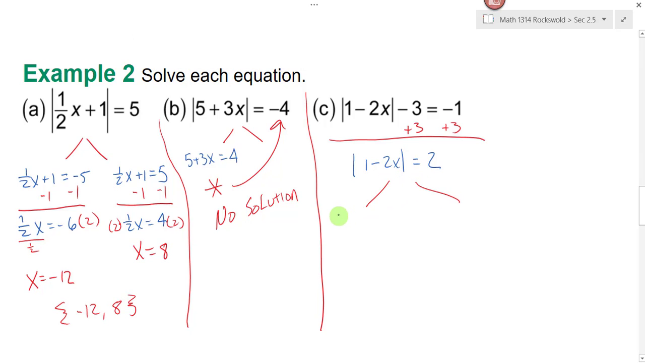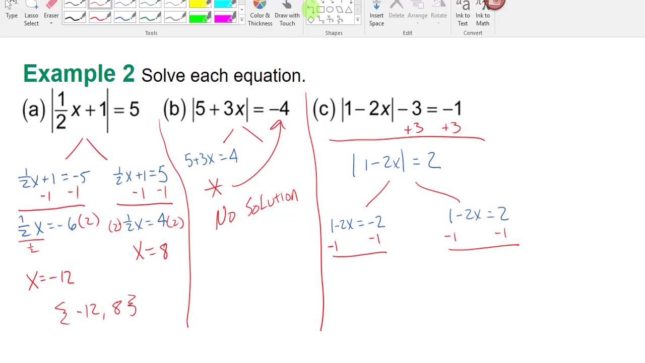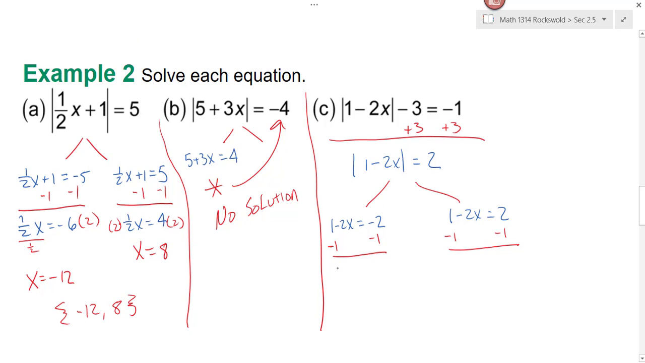What's the first one going to be? And the other one? So what do I do first to solve this left-hand equation? Subtract 1 from both sides. Well, I'm going to go ahead and do that over here because I'm going to have to eventually anyway. Are y'all okay with that? I'll work them both simultaneously. That's going to give us -2x is equal to -3, and over here we get -2x is equal to 1.